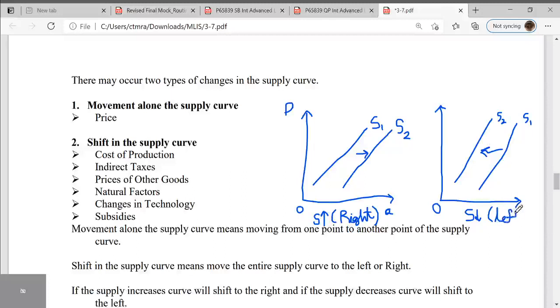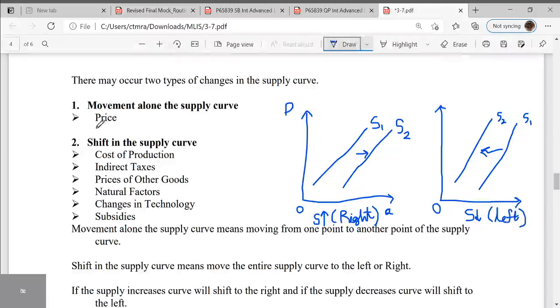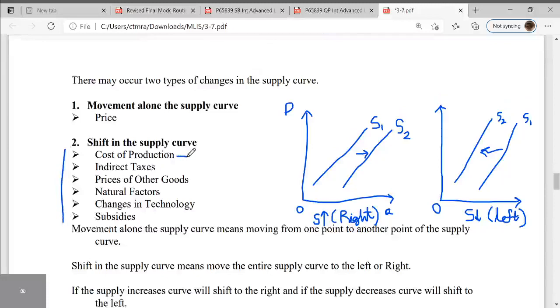Okay. Now, what are the factors that are leading to this kind of situation? So it's not price; it's these other factors. Okay. So let's discuss the first one. When the cost of production increases, what will happen? Okay, so we already discussed that. Yeah, it's very much related to the profit, right?